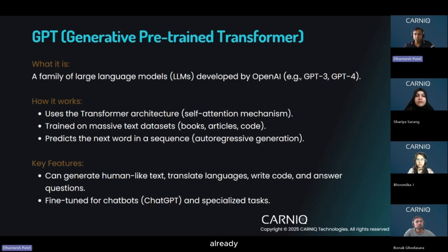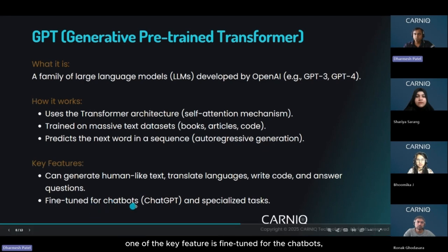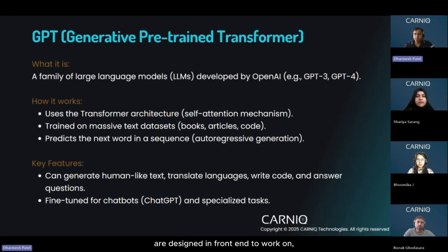By now we are already using ChatGPT, Gemini, or some other models for all these activities, and we already know how efficient or how good they are with these tasks. One of the key features is that they are fine-tuned for chatbots. Chatbots are basically designed in the front end to work with these models in the backend, so you interact with them like a human.